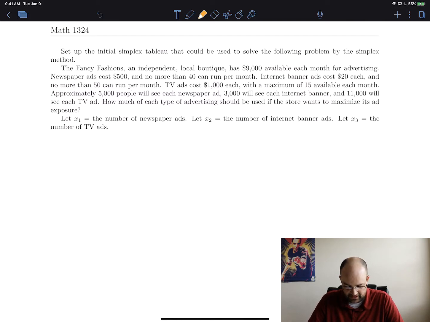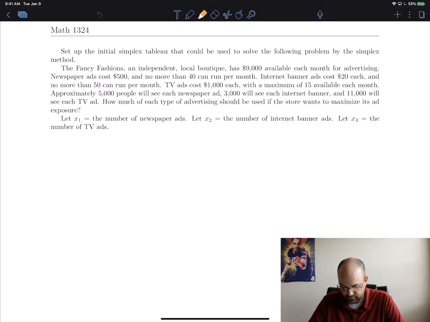Fancy Fashions, an independent local boutique, has $9,000 available each month for advertising. Newspaper ads cost $500 and no more than 40 can run per month. Internet banner ads cost $20 each and no more than 50 can run per month. TV ads cost $1,000 each with a maximum of 15 available each month.